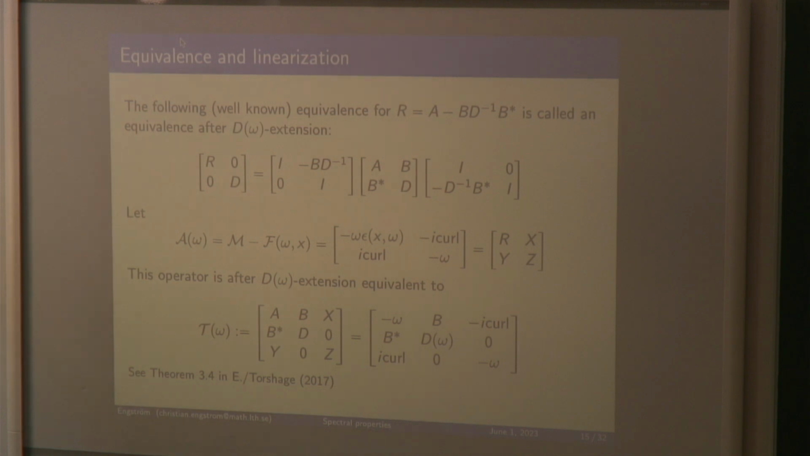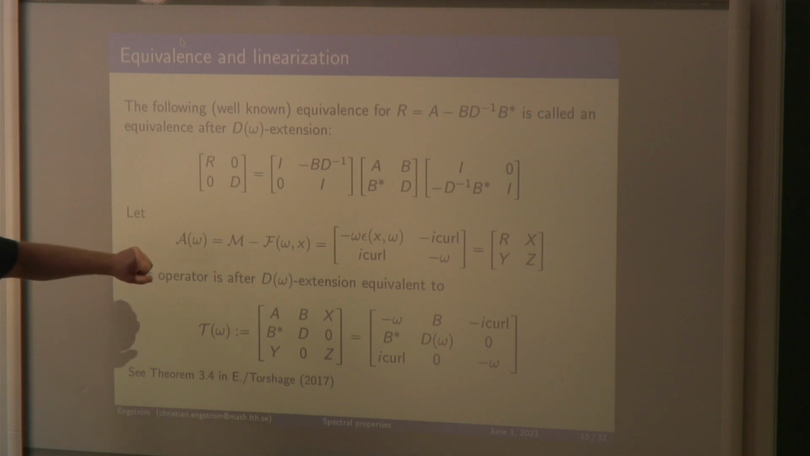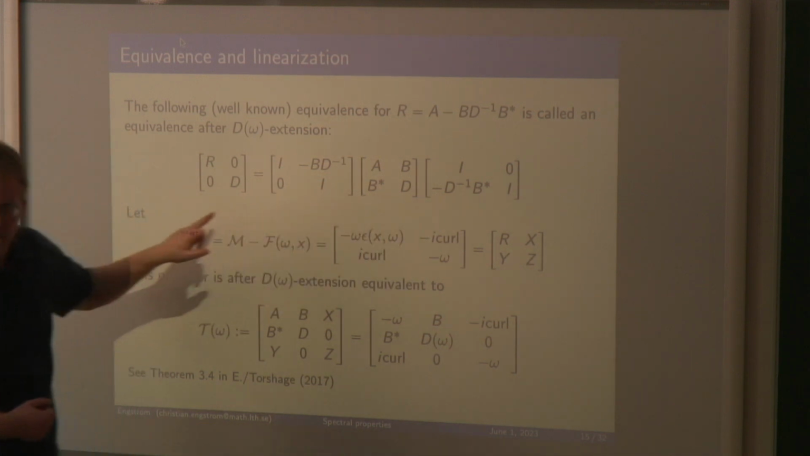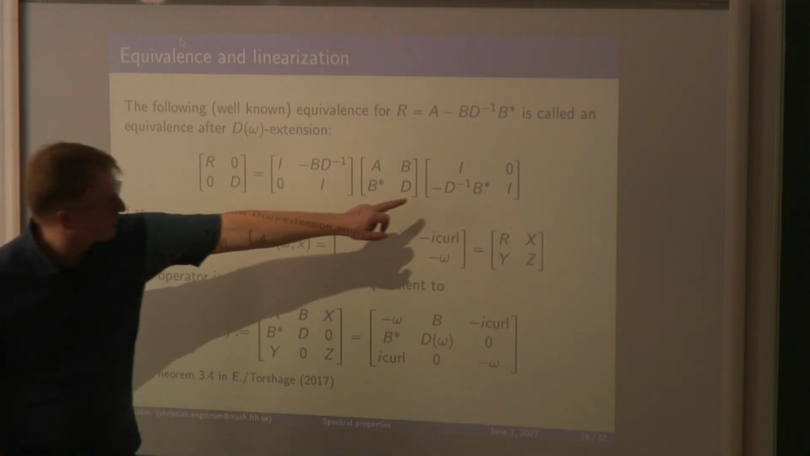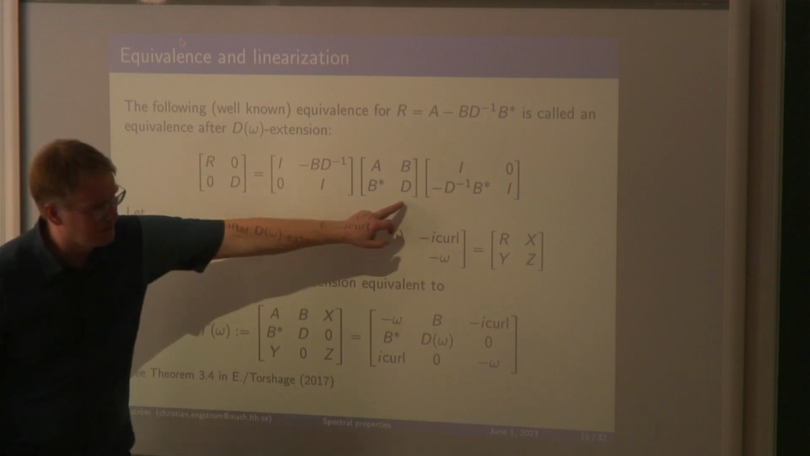The first part is maybe not magic, but we had this factorization before with three terms where two of them were invertible, and we have the same thing here. What we do is that we extend R by D, and then we have this identity here where the outer factors are invertible. So the spectral properties of this and this in the middle are the same.